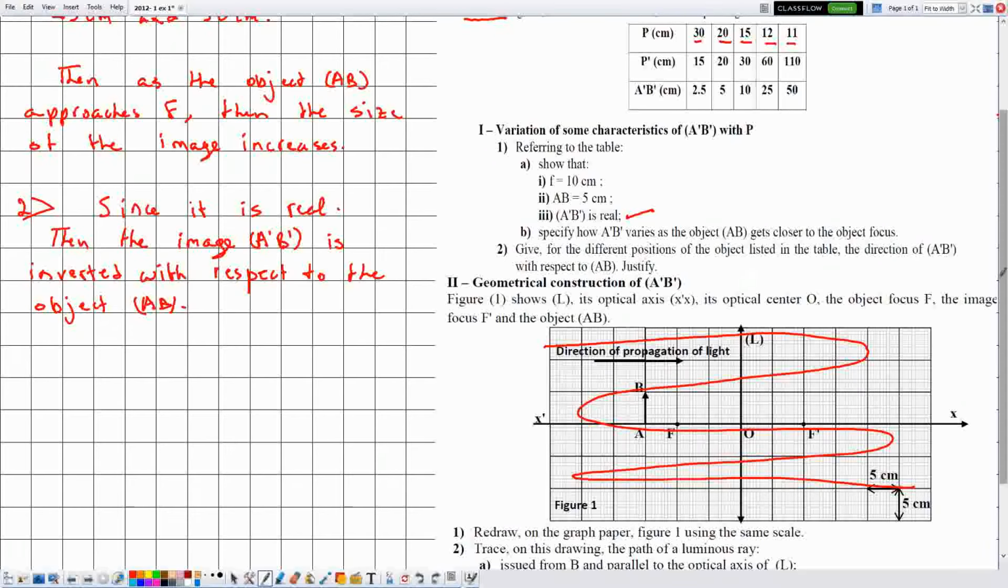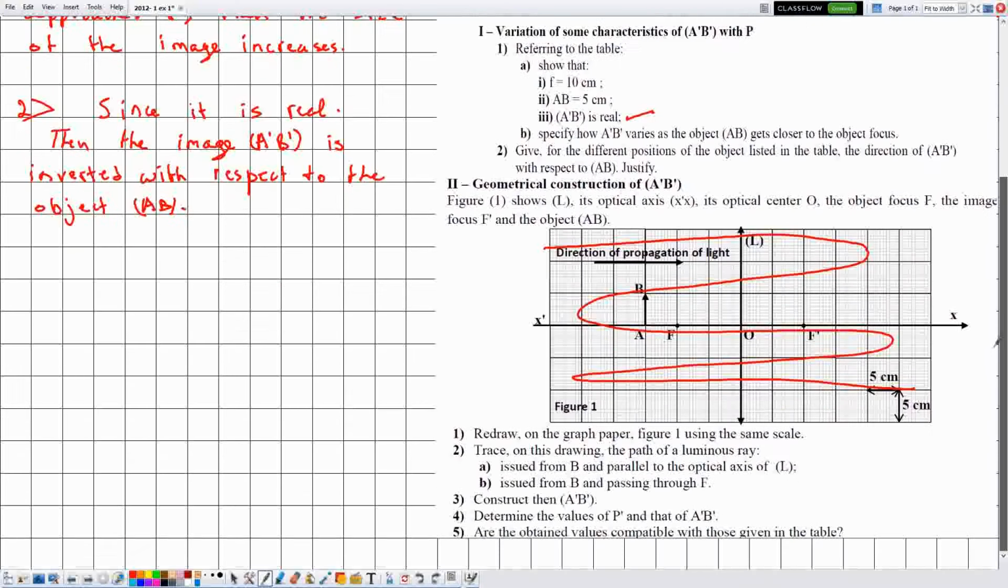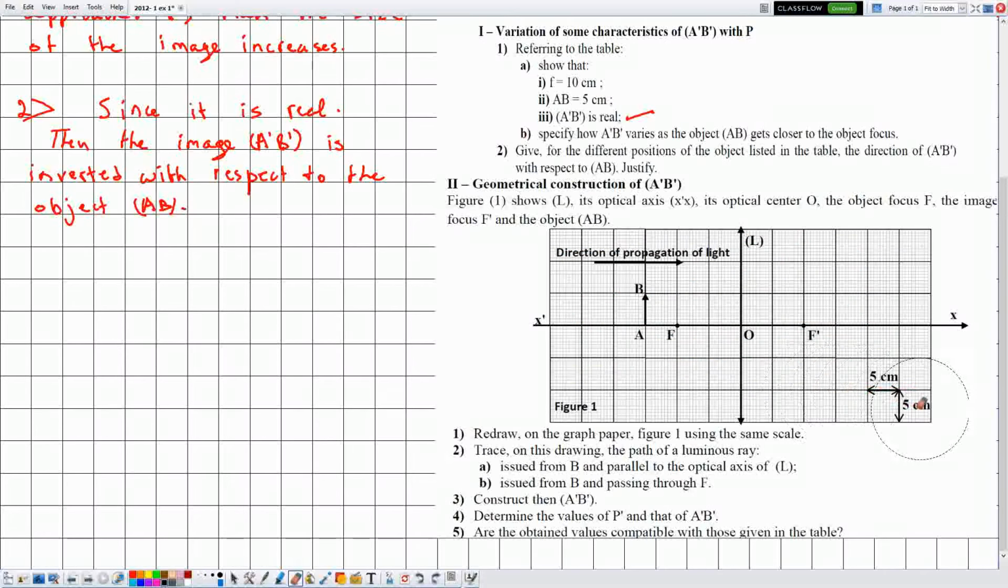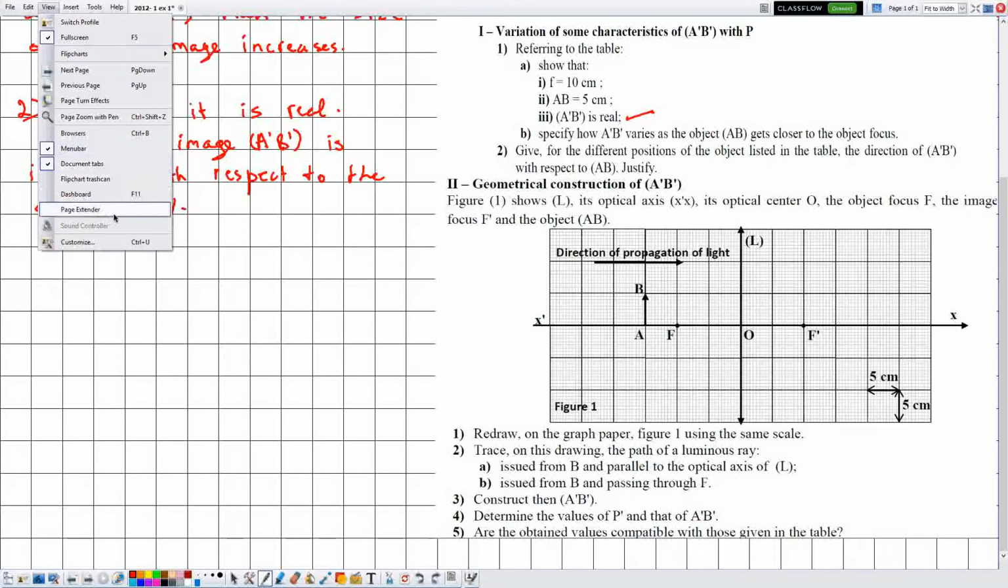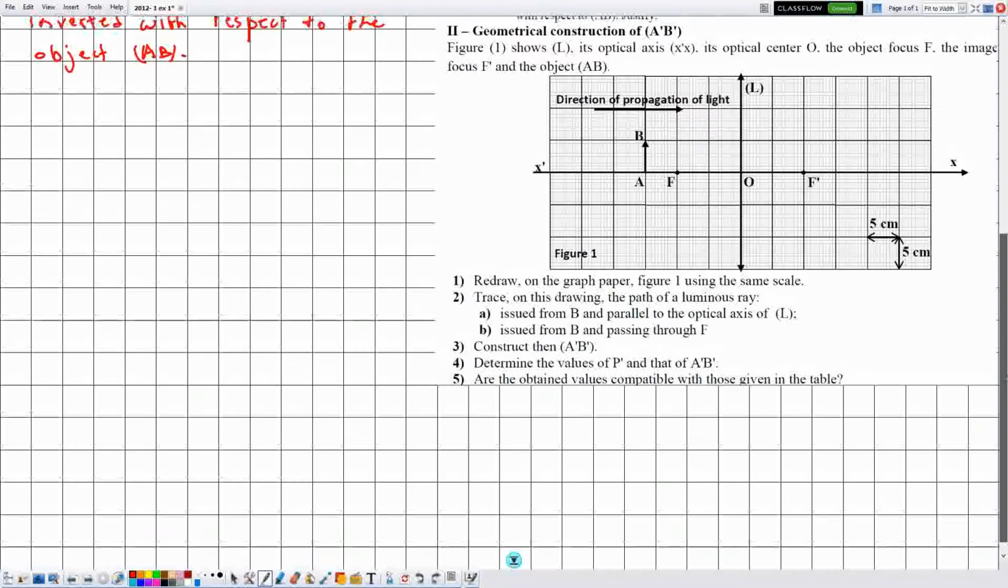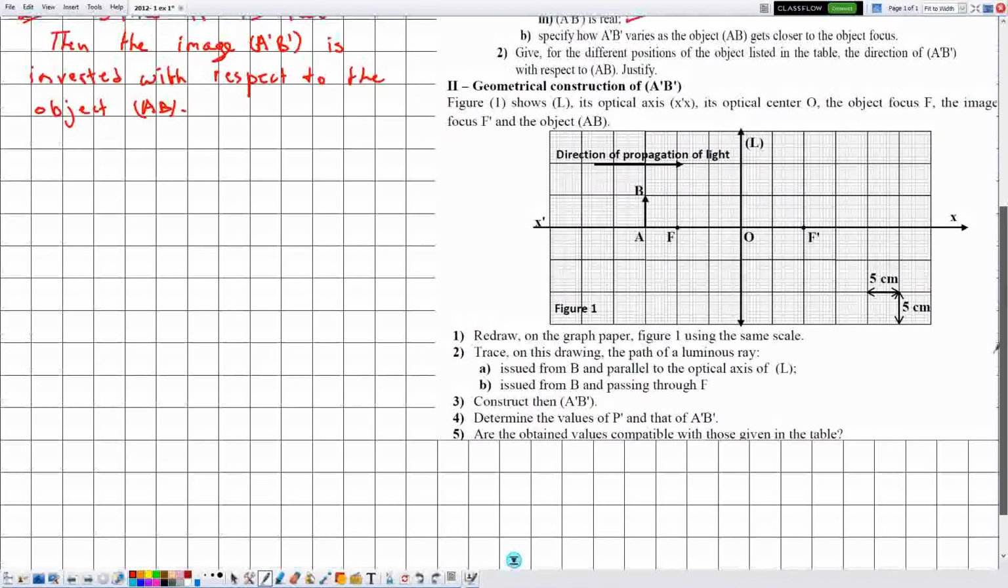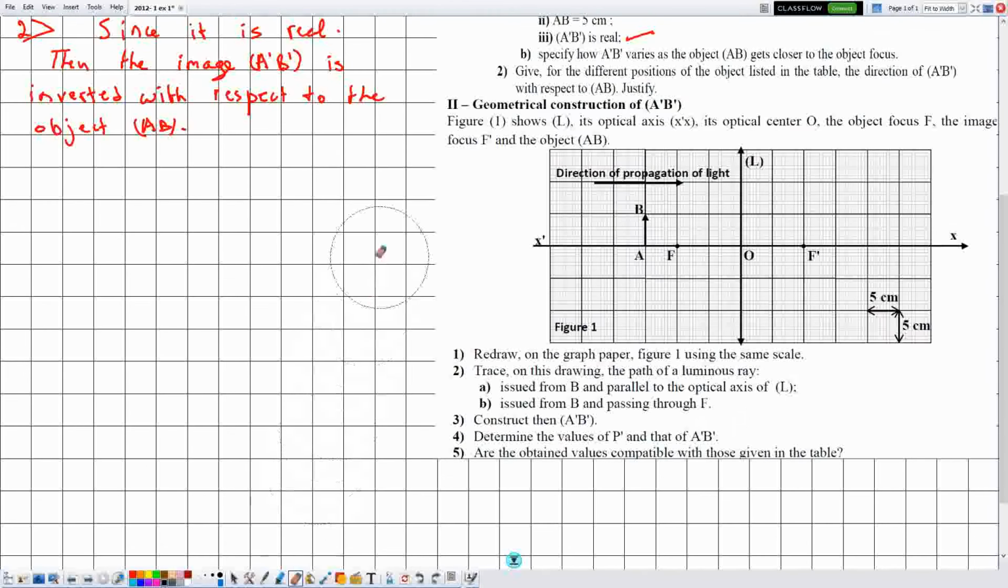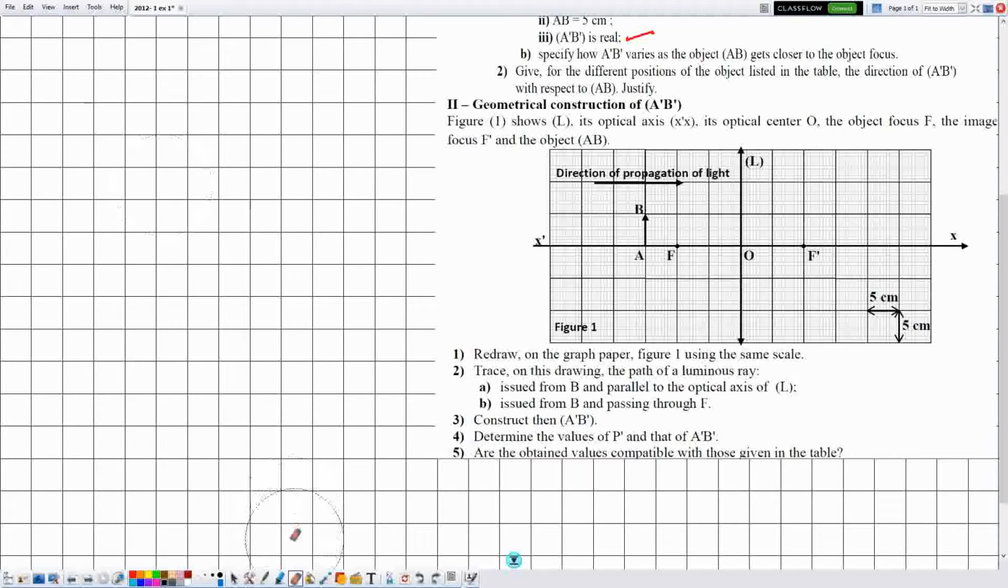Now in part 2, geometrical construction of A prime B prime, figure 1. They mentioned the figure, so now I can use the figure. It shows L, its optical axis X prime X, its optical center O, the object focus F, the image focus F prime, and the object AB. In part 1 they are telling me to redraw on the graph paper figure 1 using the same scale.